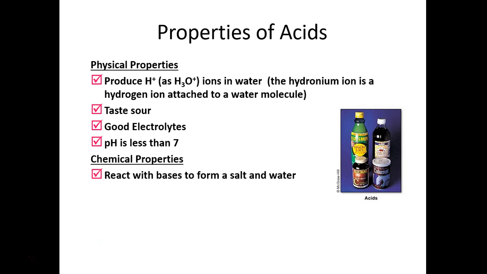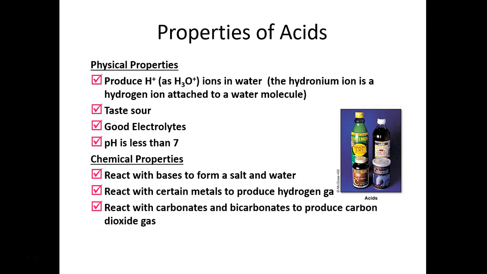Chemically, they react with bases to form water and a salt, and they react with certain metals to produce hydrogen gas, and they react with carbonates and bicarbonates to produce carbon dioxide. Finally, they turn blue litmus paper red. You can kind of remember that because red, acid, they sort of rhyme-ish, but as long as you remember they turn blue litmus paper red, it doesn't really matter how you do it.